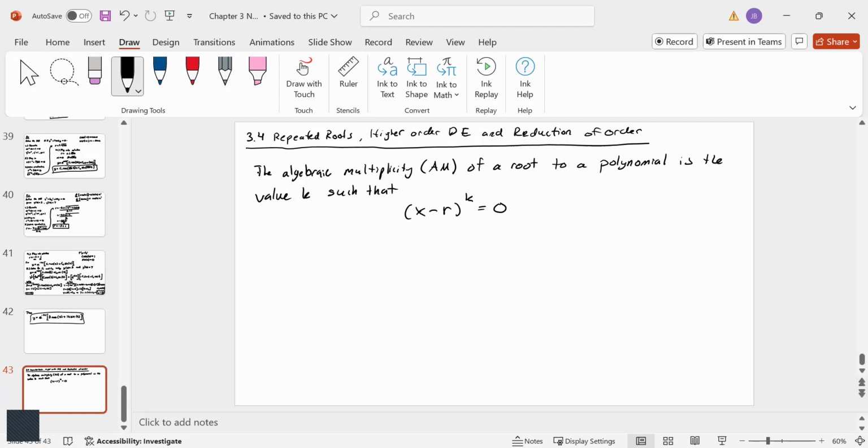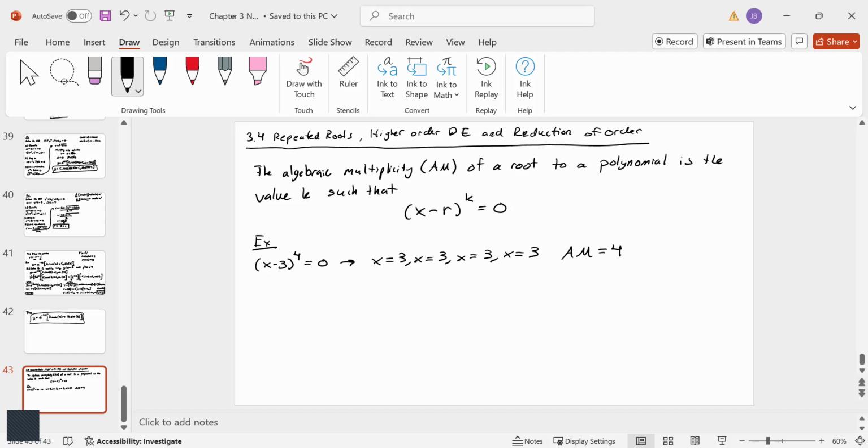So essentially, it's the number of times a root will appear, right? But this is a formal definition, right? (x - r) to the k power. So for example, if you have (x - 3) to the fourth power equals 0, what I am saying is that x equals 3 appears 4 times. So the algebraic multiplicity is 4. So you would say algebraic multiplicity is equal to 4.